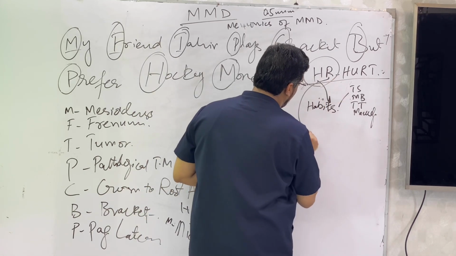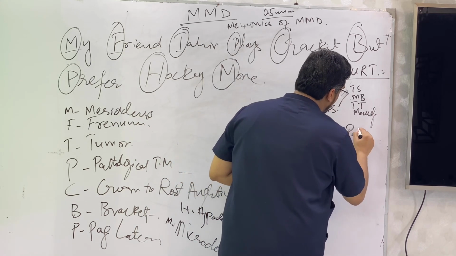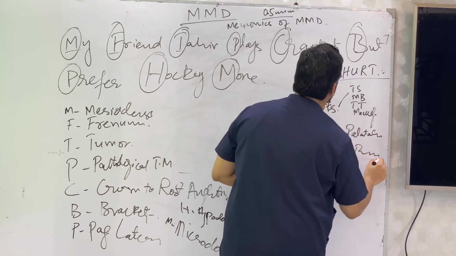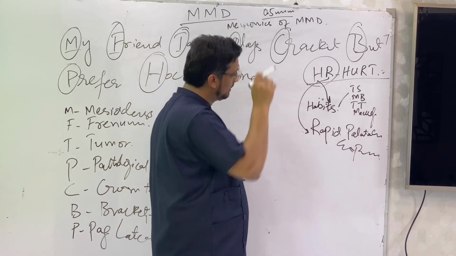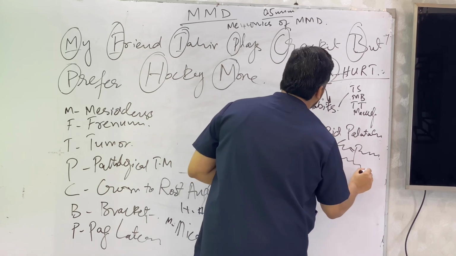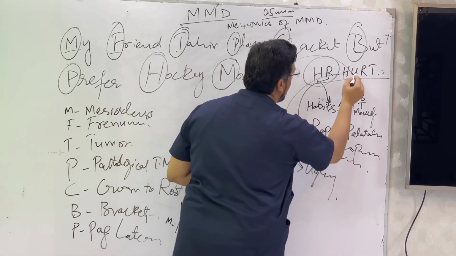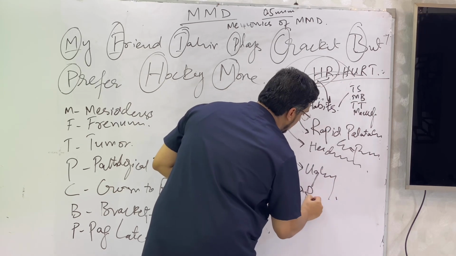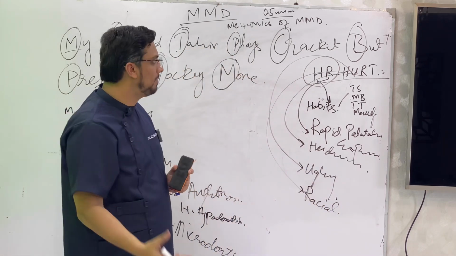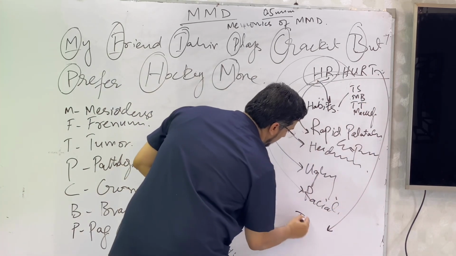Then R stands for rapid palatal expansion. With rapid palatal expansion, you develop a transient diastema that must not be treated. Then H stands for hereditary predisposition. U stands for ugly duckling stage. R stands for racial predisposition. Racial predisposition means certain races would have more problem, and T stands for trauma.